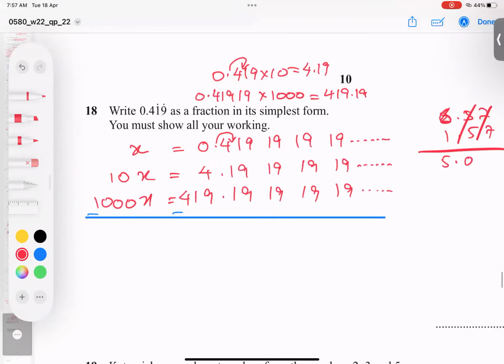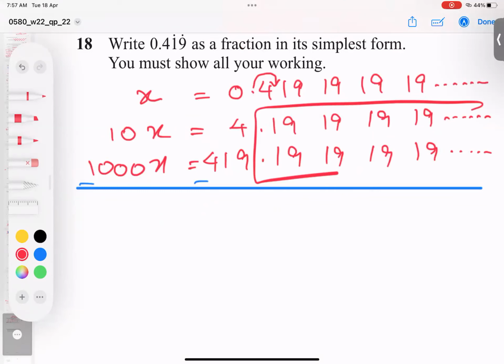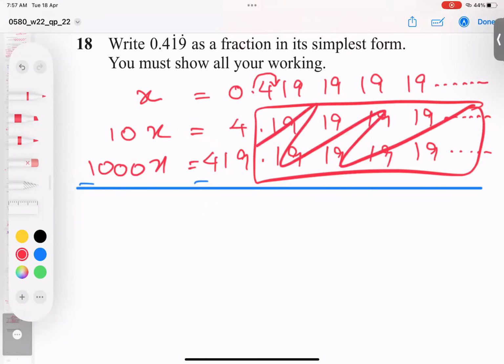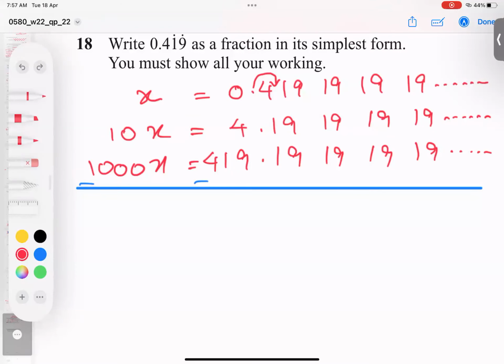So if we subtract, and because they match, they fully will cancel out. So Alhamdulillahi Rabbil Alameen. So you will get, here, 990x, and out of 419 subtract 4. So you get 415. And I believe you are understanding it very well.